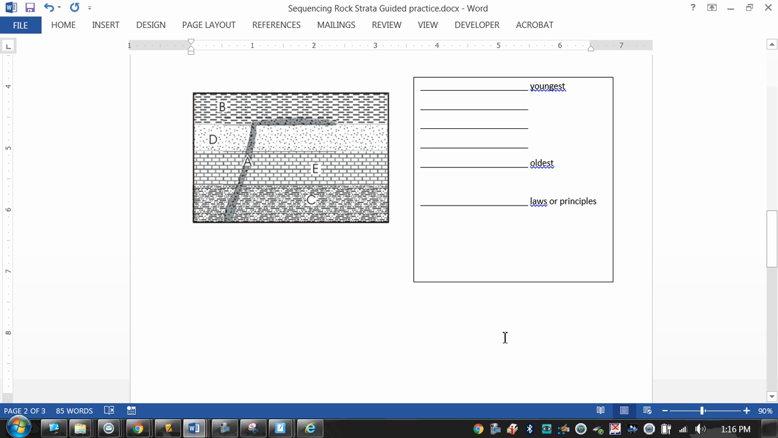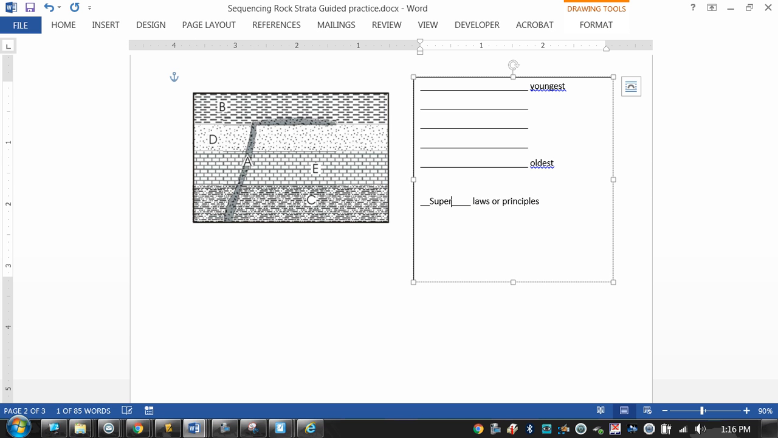All right, on this one, once again, we're going to have our law of superposition. That tells us that C is our oldest, and then E, and then D, and then B. And I know that all of these are older than A because of the law of cross-cutting relationships.